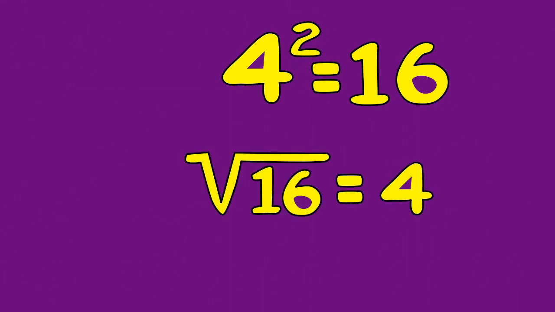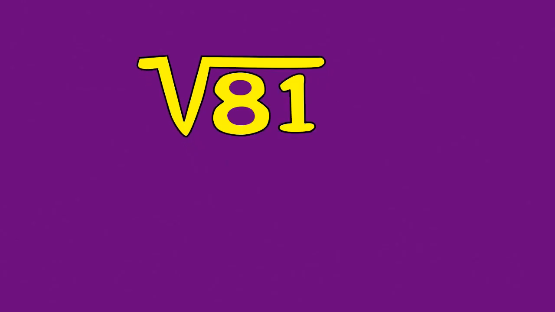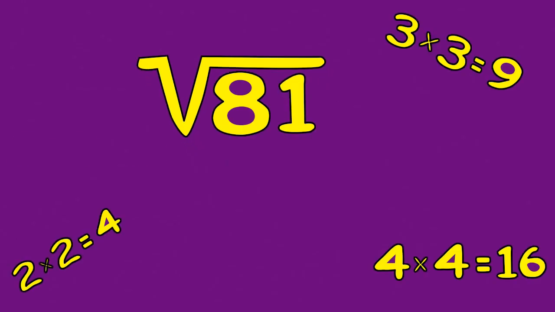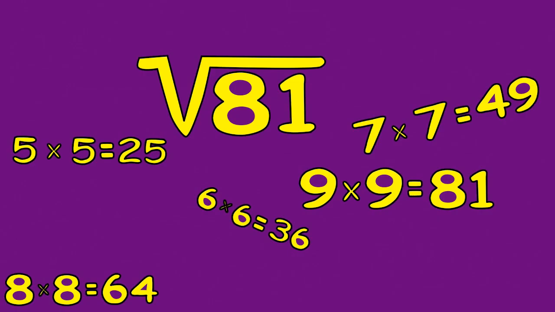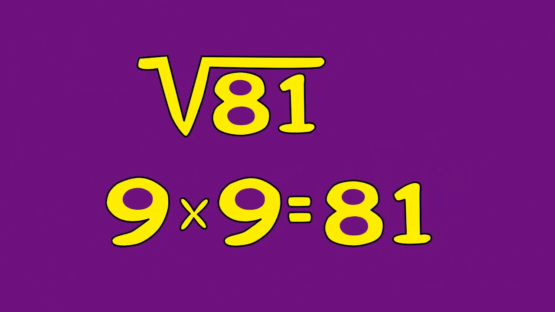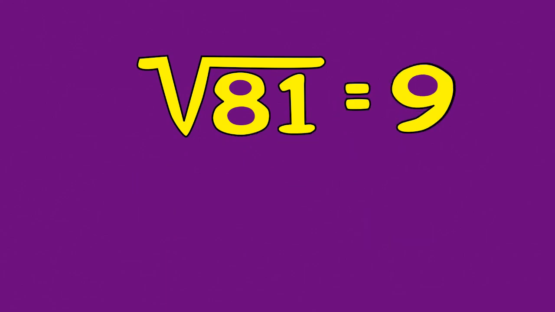To find the square root of 81, think of a number you can multiply by itself to get 81. If you came up with 9, you're absolutely correct. Since 9 times 9 equals 81, the square root of 81 is 9.